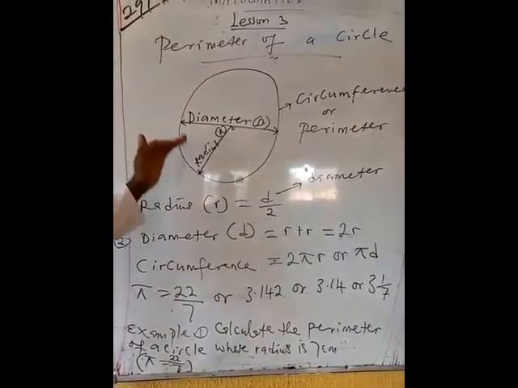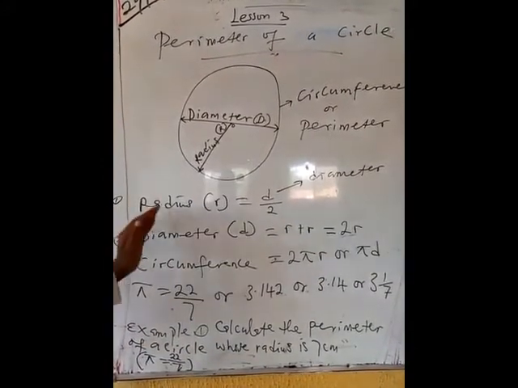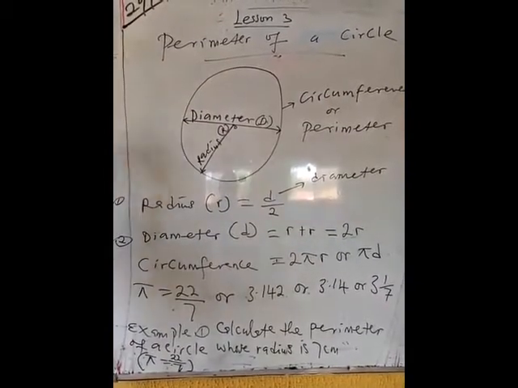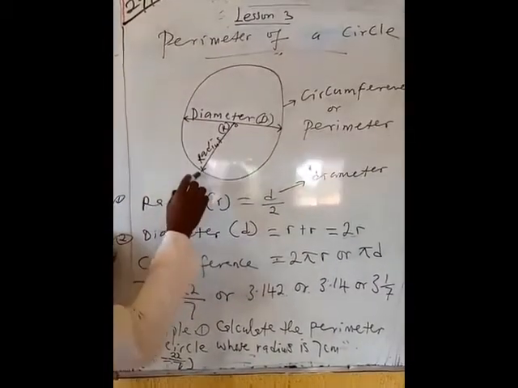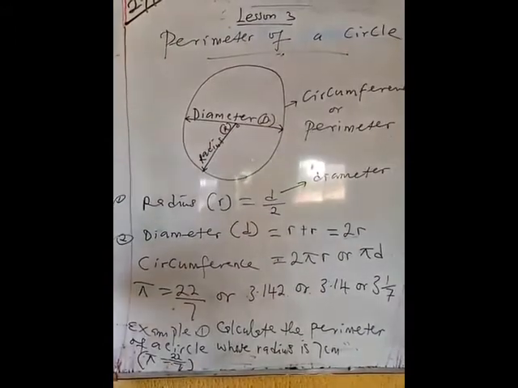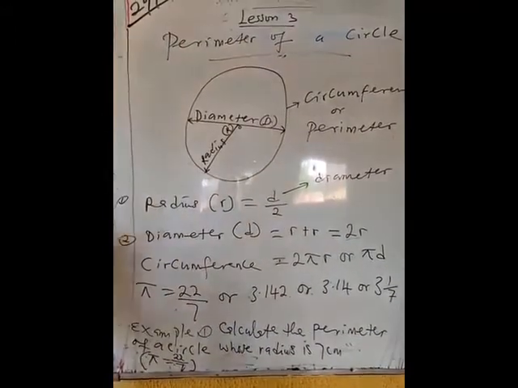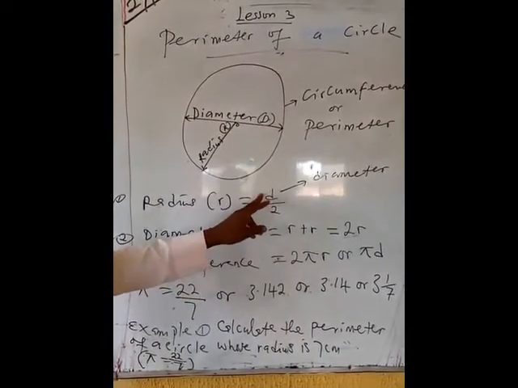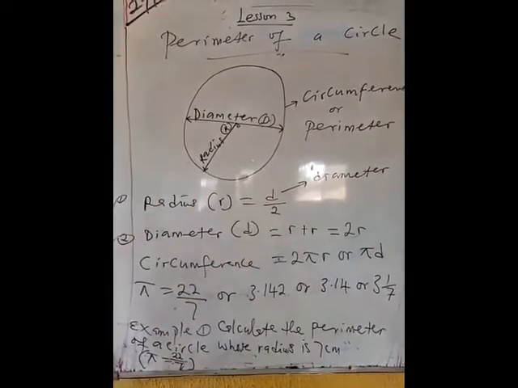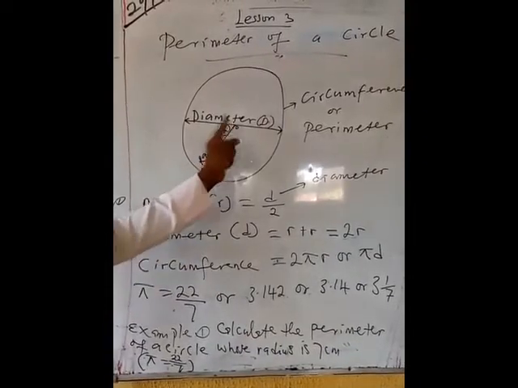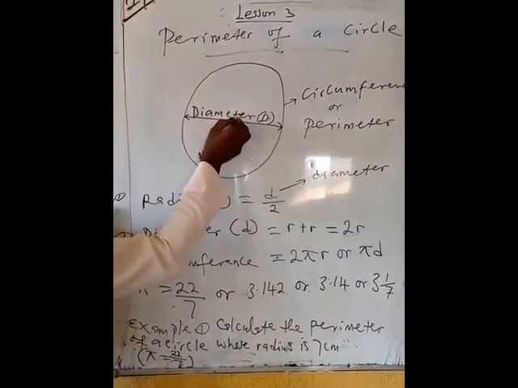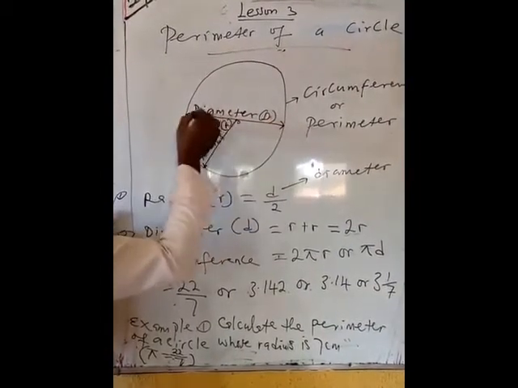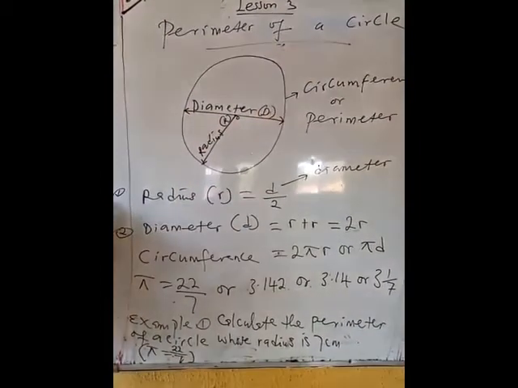Now let's go through what I have here. A radius, as I said earlier, is a line that is drawn from the center of the circle to the circumference of the circle. It could be anywhere, just from the center to any part of the circumference. Radius r is given as d over 2, while d is the diameter. So radius is half of diameter. From this point to this point is radius. From here to here is another radius. So radius plus radius gives you diameter.